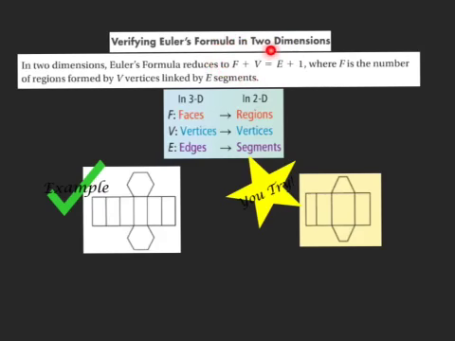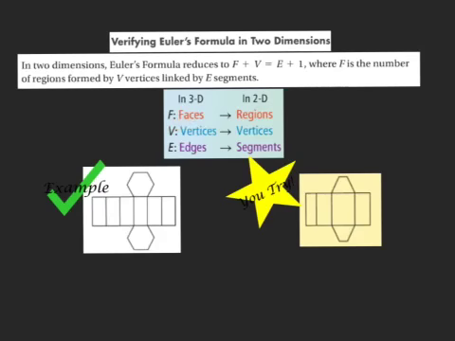So it's really important to note: if you see a net, you cannot use that same formula because it's different for a two-dimensional picture. The other thing that's different is that f is the number of regions in a 2D picture instead of faces. So it's a similar idea, but it could be a little bit different.